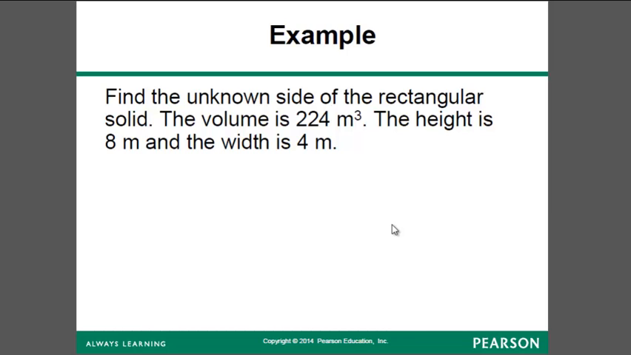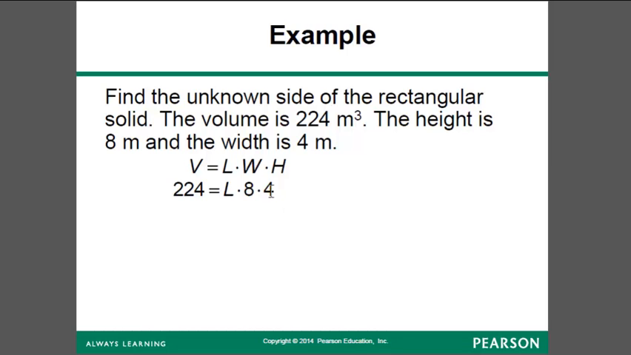So find the unknown side of the rectangular solid. The volume is 224 meters cubed. The height is 8 meters and the width is 4 meters. Okay, so I actually don't know the length. I need to find the length, but I already know the volume. So I'm going to use volume is equal to length times width times height and substitute in. I'm going to place 224 in for volume. I'll place 8 in for my height and 4 in for my width.